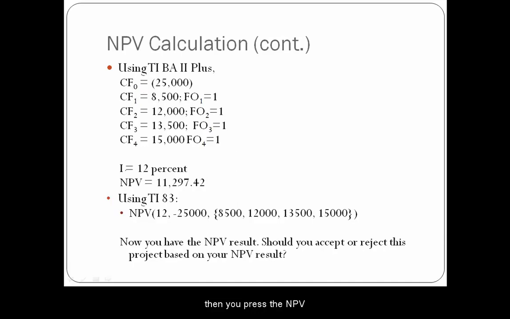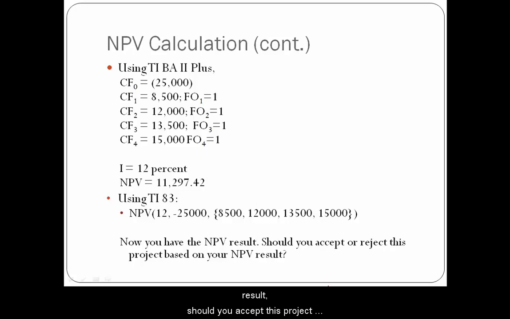After you enter the cash flows, you press the NPV button, and then you enter 12 as I. That is telling the calculator the interest rate, or say the discount rate, is 12%. Then you press the down arrow button to go to NPV, and hit the compute button, and the NPV result is computed as 11,297. You can also use the TI-83 calculator and just find the NPV function and then enter the numbers like this. So once you know how to use your financial calculator, you can calculate NPV, and you have your results.